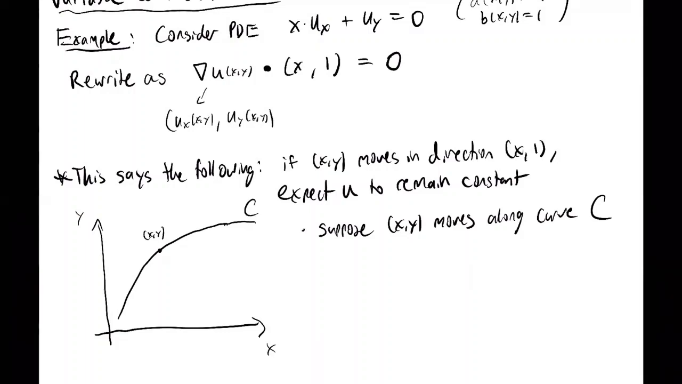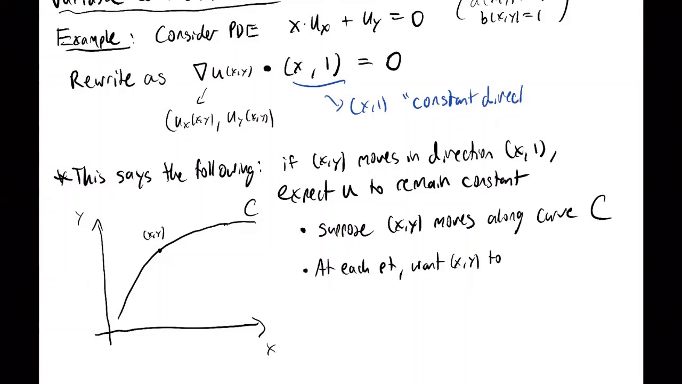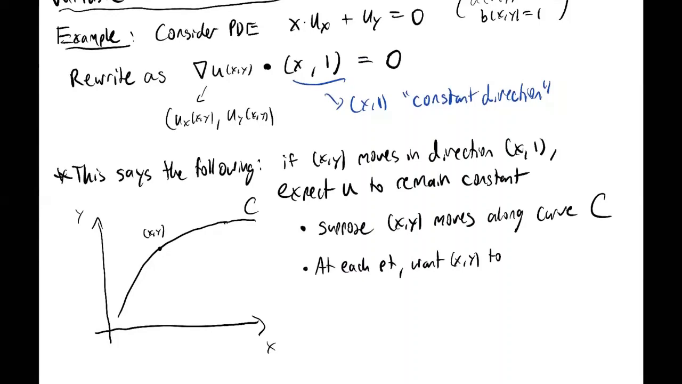Right, and so, well, at each point, we want x, y to be moving in the direction that we have, right? So this is like the special direction. Right, so let me call this, quote unquote, the constant direction, right? Right, and suppose I can find a curve such that when I move my point x, y along this curve, at every single point I'm moving in the direction x comma 1.